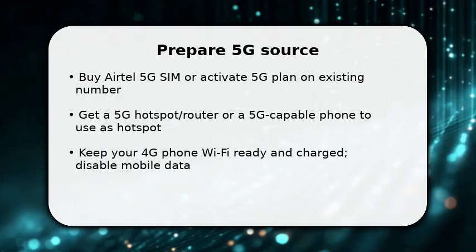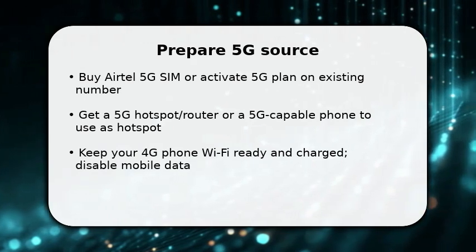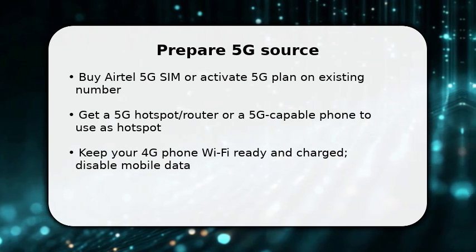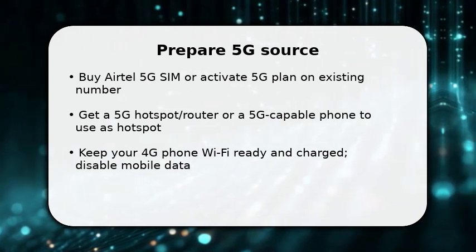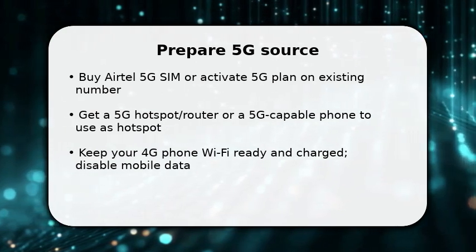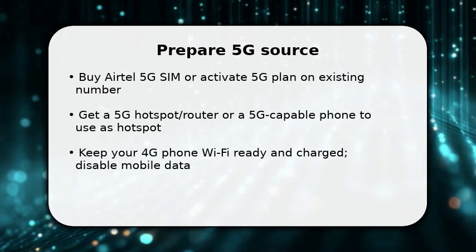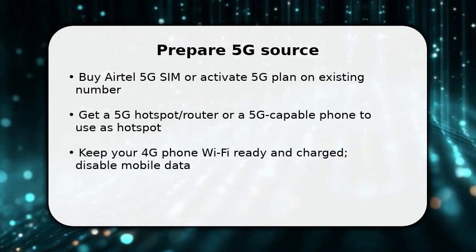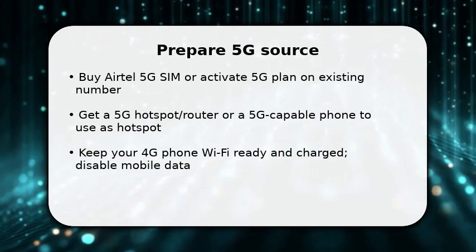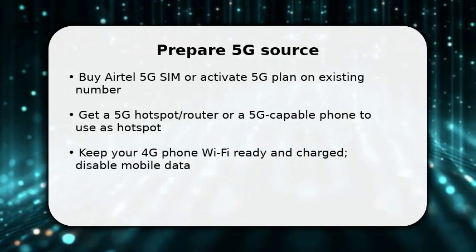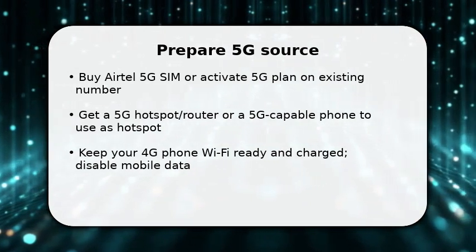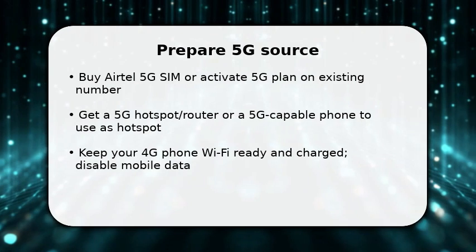Start by securing a true 5G data source, either an Airtel 5G SIM in a 5G router or a separate 5G handset set as hotspot. Once done, confirm the 5G plan is active and the SIM is provisioned for unlimited data. Make sure the hotspot device has the latest firmware and the Airtel APN if required. You're not trying to convert the 4G radio. Instead, you will share the 5G connection over Wi-Fi, so prepare the hotspot hardware now and power it on.